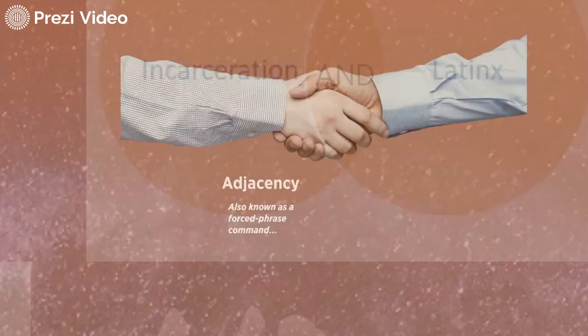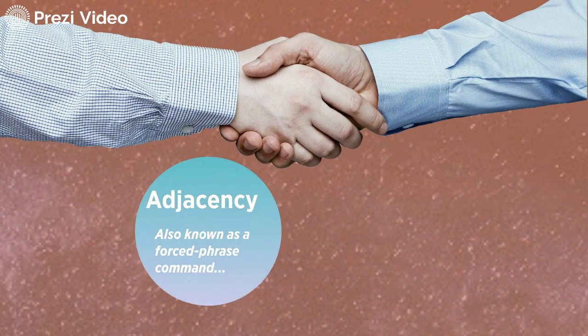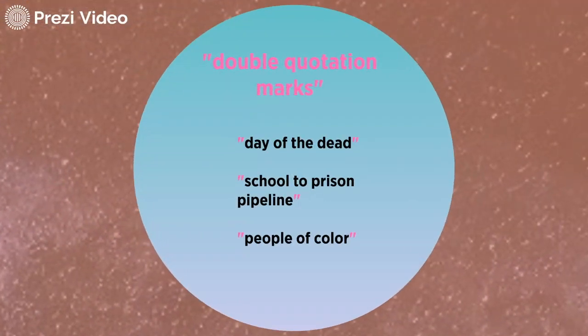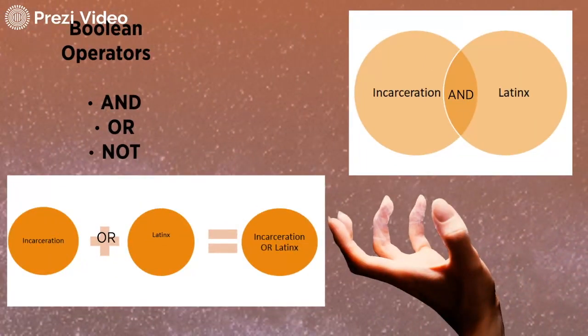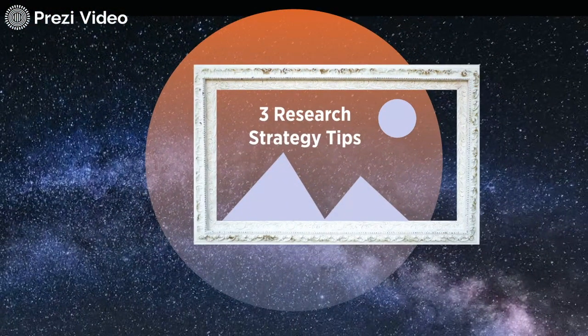The last search strategy tip is called adjacency. It's also known as a phrase search command. All you need are double quotation marks. So you take your term and you apply double quotation marks around it, and it narrows your search by forcing the database to look for that exact phrase. So for instance, if you want to retrieve results for "Day of the Dead," "school to prison pipeline," and "people of color," use double quotation marks. These three search strategy tips can be used to query any database to find your information sources.